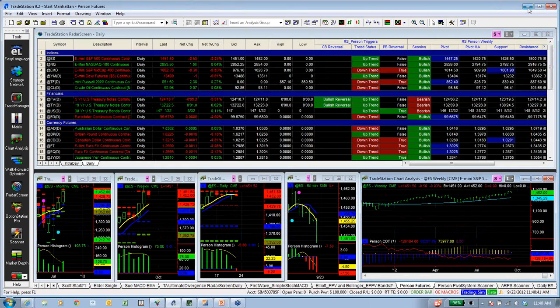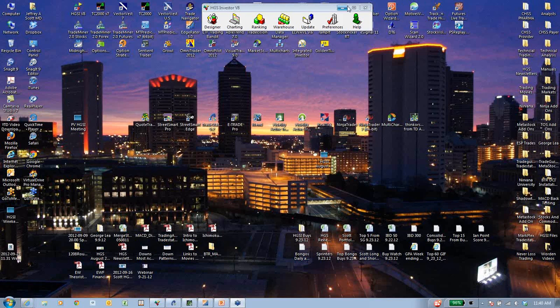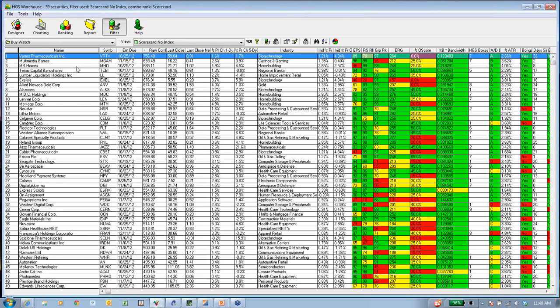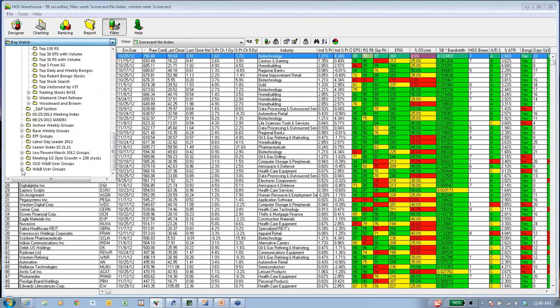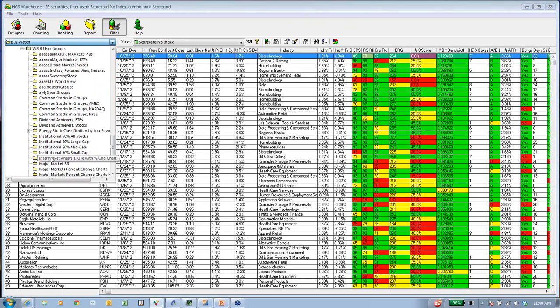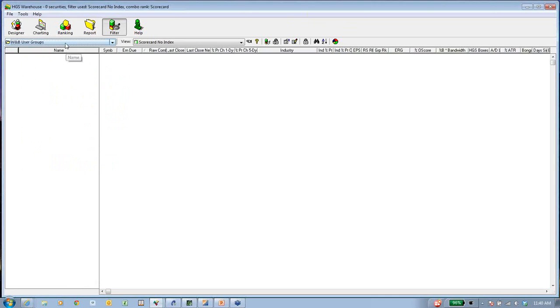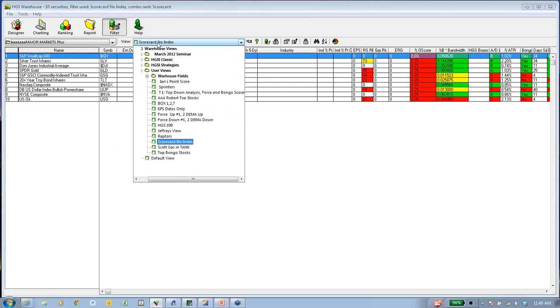Then I'm going to look at some of the major indices, and then I'm going to look at EdgeRater. These are the different things that I do in taking a look at the market. So let's go into HGSI. Let's go down to user groups, and let's go down to the major markets plus.